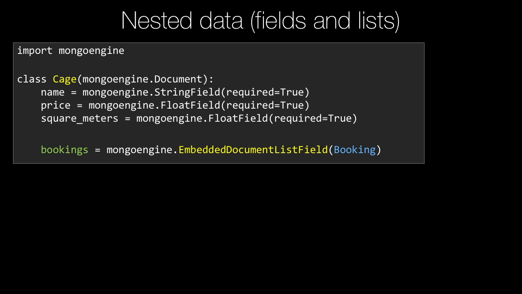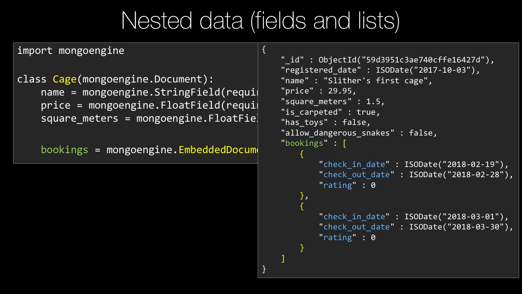All right, now, how does this look if we populate this cage and we add a couple of bookings and we call save? Well, it looks like this. It has the standard fields, right? Like an auto-generated _id, the date that was registered. This is set as the default value in the class. We have the name, the price, the square meters, and so on. So that's all standard stuff, and we've seen that before.